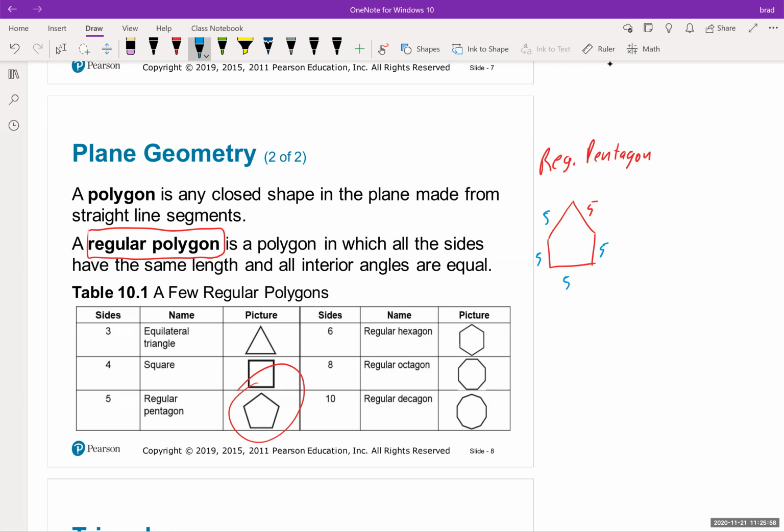So let's say that this side was 2, then that means this side is 2, 2, 2, and 2. Let's say this was a 3, then this is 3, 3. So you guys get the idea. The moment they say regular, it now means that all the side lengths are the same. So you can use that to help you decide how to work with a particular problem.